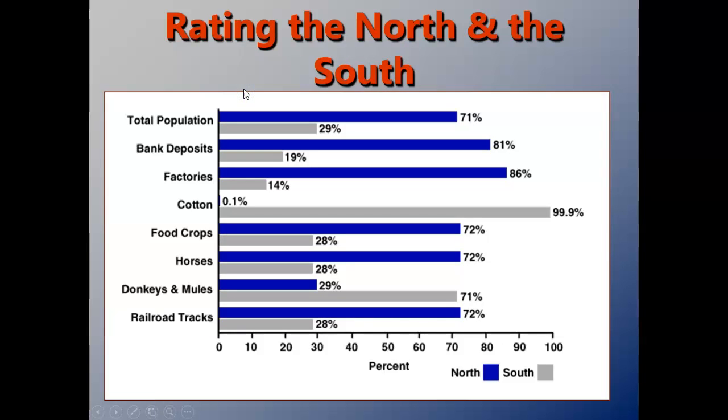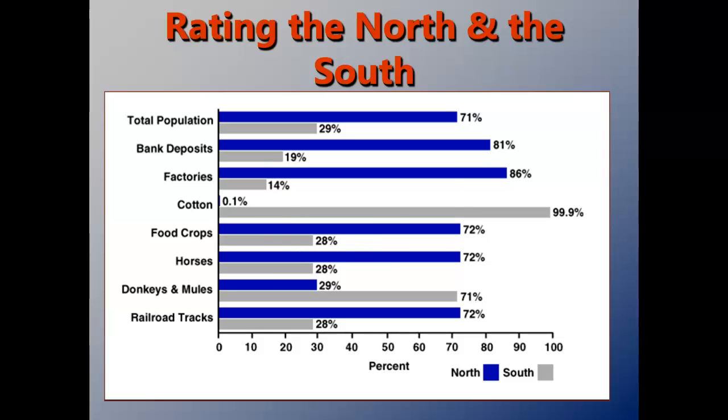If you look at the North and the South, you'll see that most of the resources and most of the advantage is going to fall within the North. The North has more population, more money, more factories, more food crops, more horses, and more railroad track than the South. That's really the only thing where the South competes with the North: the production of cotton.